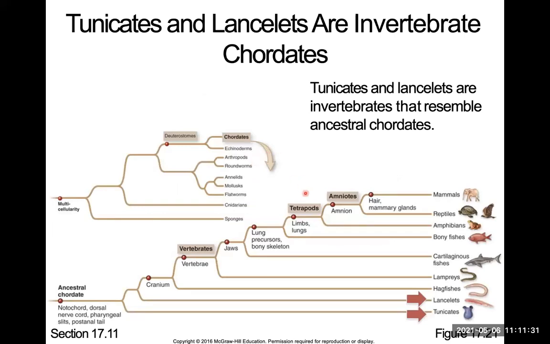So the first group we have is the invertebrates: tunicates and lancelets. So these are invertebrates, means they don't have a backbone. They resemble ancestral chordates. So they have a high resemblance to our ancestors.